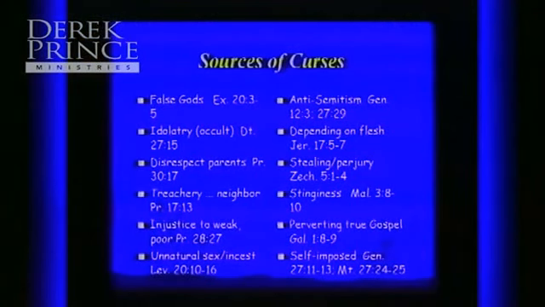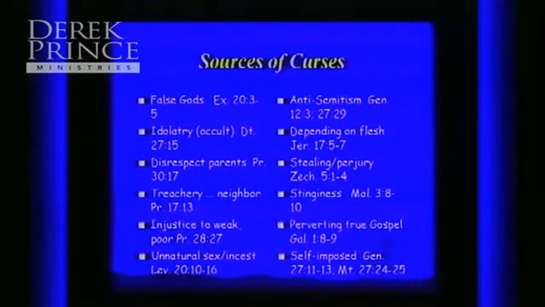Derek talked about the sources of curses. Just to reiterate, there are in the book 17 or 18 different sources of curses: false gods, idolatry, the disrespect of parents. And again, you can go right back to Deuteronomy, the 27th chapter, 15 through 26, and you can see some of these specific sources of curses. Treachery against a neighbor, injustice to the weak or the helpless, unnatural sex or incest.